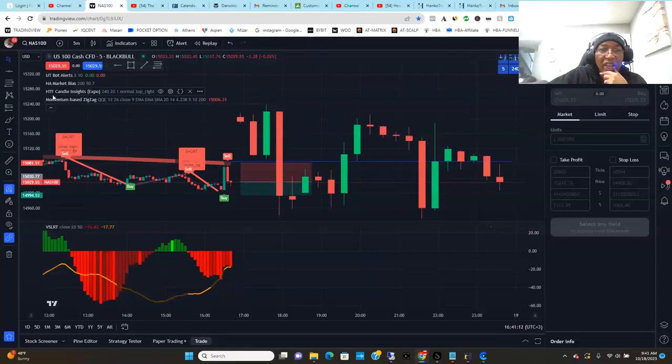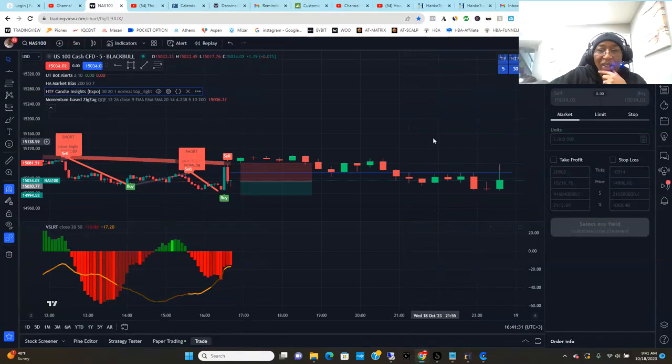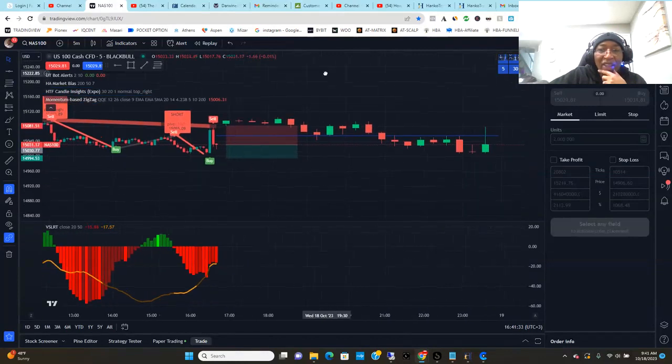And this is using the HTF Candle Insights. That's the purpose of this indicator right here, the HTF High Time Frame Candle Insights. So it shows you the higher time frame. For the 5 minute, the higher time frame here, we can put that at 30 minutes, okay, and save that. So you can see the size of that candle, how massive that candle is.